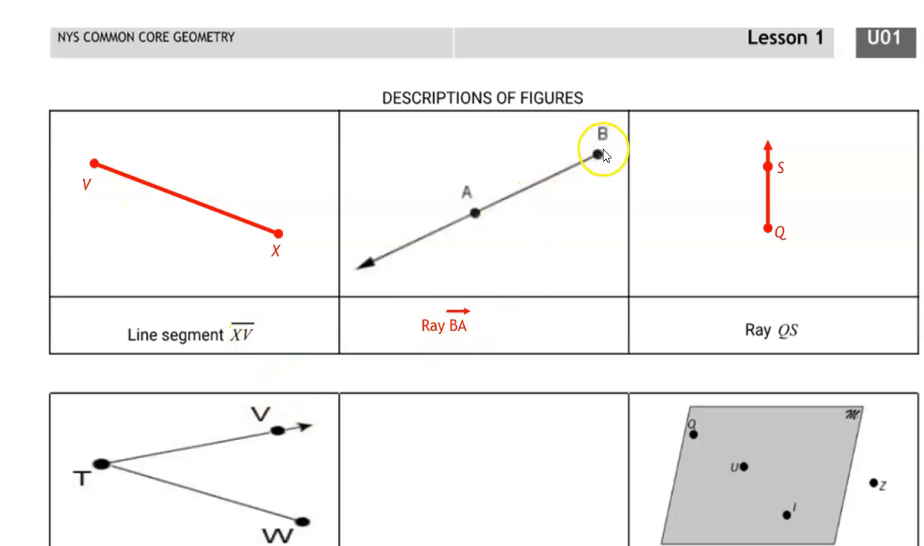With this figure, we started at point B and went through point A, so I'm calling it ray BA. It is not appropriate to call it ray AB because it does not start at A, it starts at B. And then for ray QS, I decided to draw it straight up and down. You could have drawn it horizontally or whichever angle you would like to have drawn it at. However, I'm starting at point Q and going through point S.